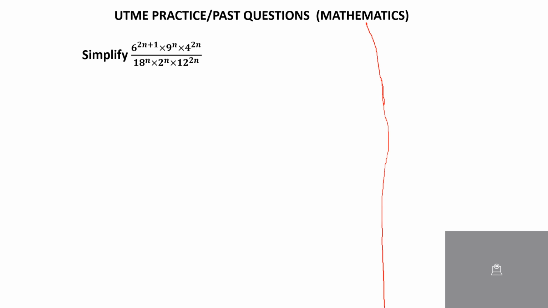So I have a scary looking question on the board, and in as much as it's looking scary, once you know your basic laws of indices and their applications, you won't have issues with this particular question. So recall that x raised to the power of a times x raised to the power of b is equal to x raised to the power of a plus b. This is the addition law of indices.